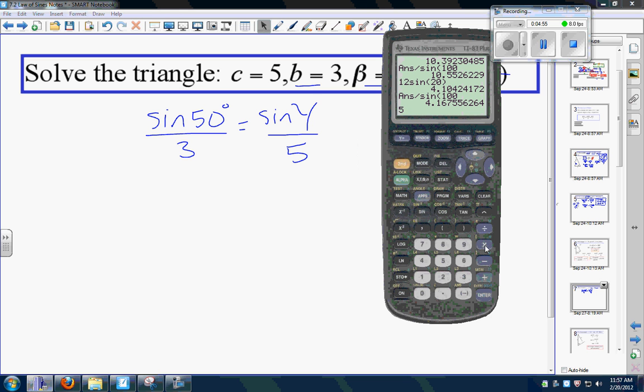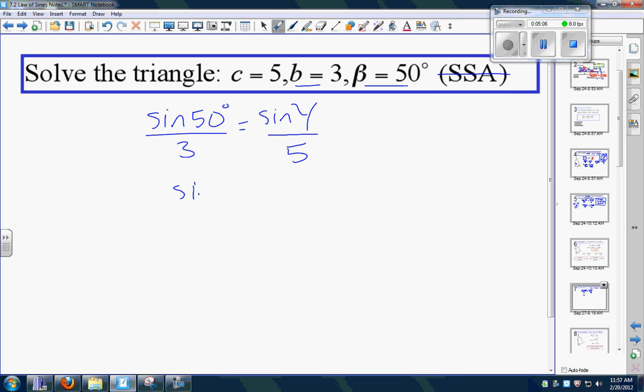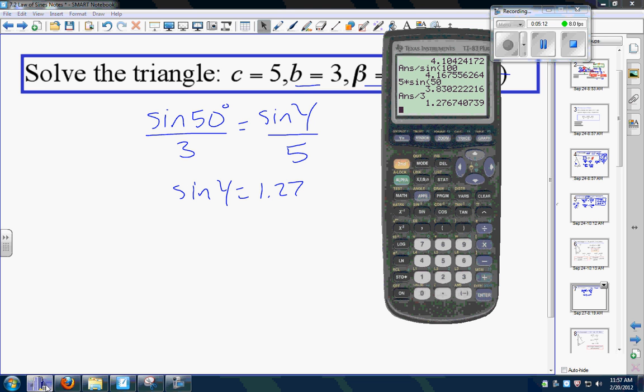So we're going to take 5 sine of 50, and we're going to divide that by 3. So what happens, sine of lambda equals 1.27. Now we say, okay, well, I want to solve for lambda, so I try and inverse my answer. Error, domain.